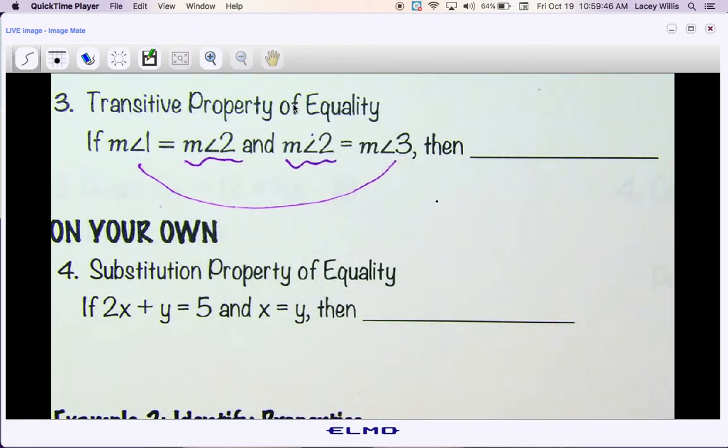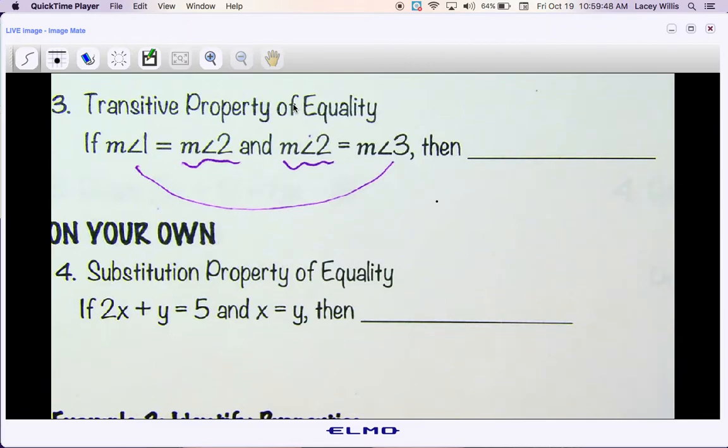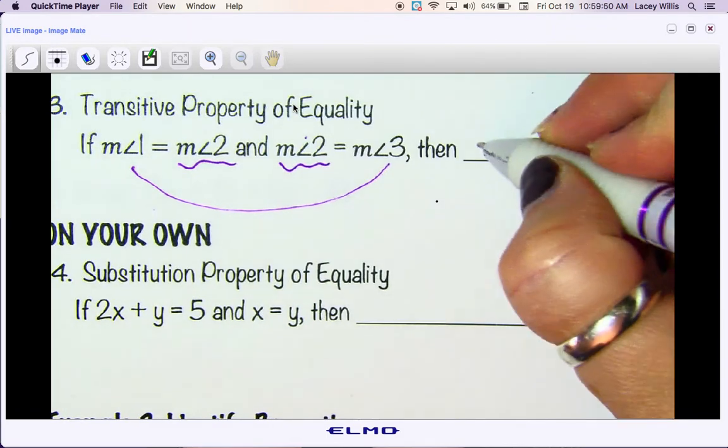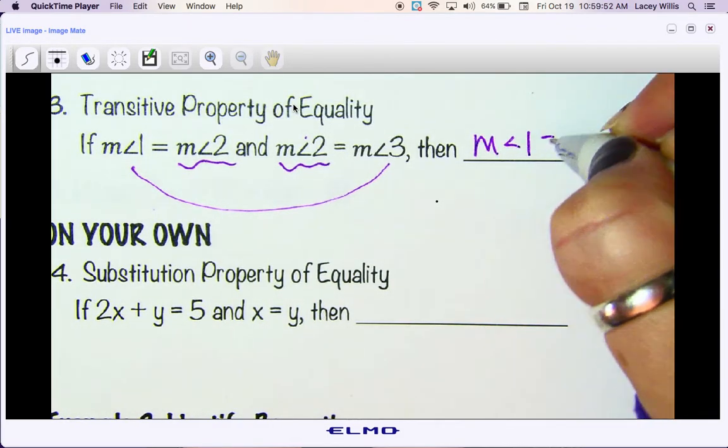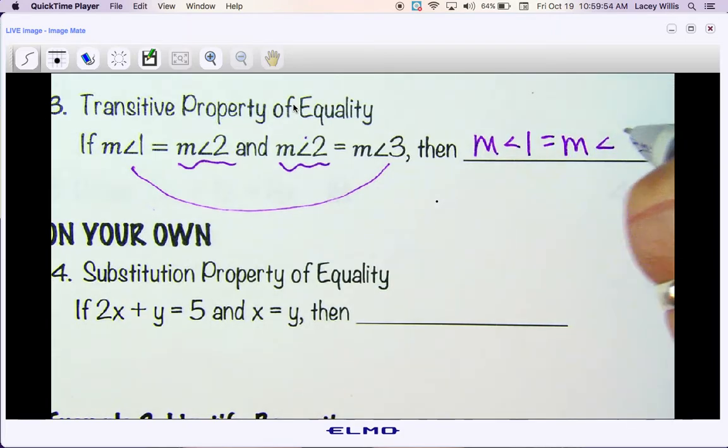I guess if you subtract. So measure angle 1 is equal to measure angle 3. Yep. So you're tying those two together, just like the law of syllogism when they matched. You could take that match out and tie the first one to the last one.